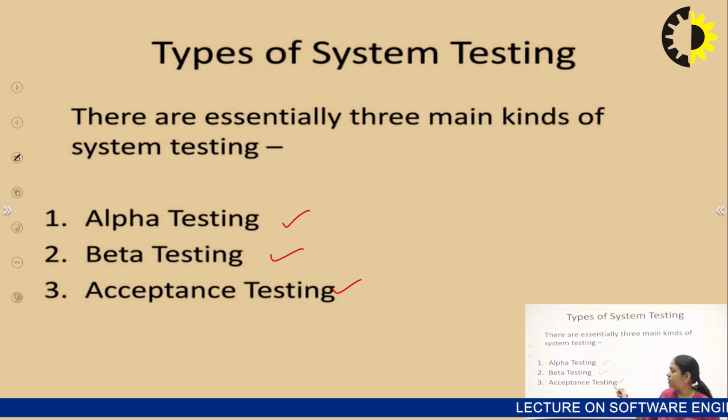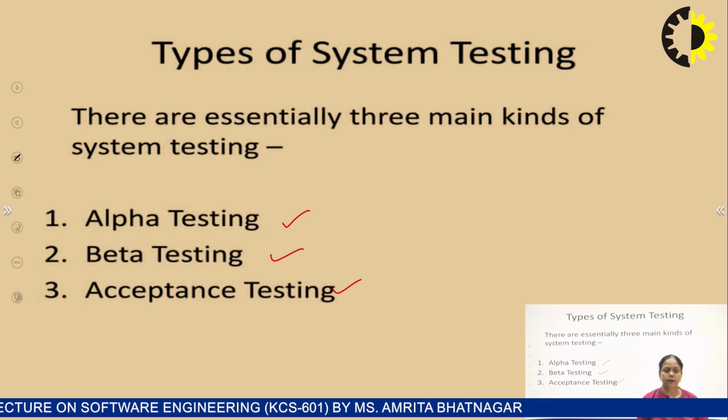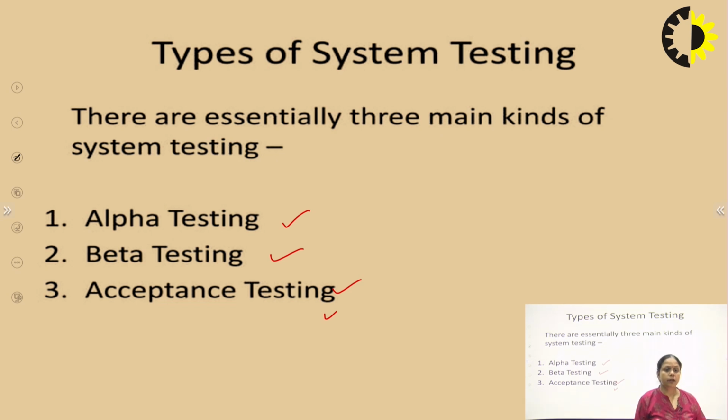Now acceptance testing is performed by the customer only and in the environment of the customer. When we deliver the software to the customer, the customer will check the product in their environment also, find out the errors, and check whether every functionality given in the SRS is working properly or not, and then the customer will give the acceptance to the product. So this acceptance testing will be done at the customer side when the product is already delivered to the customer.